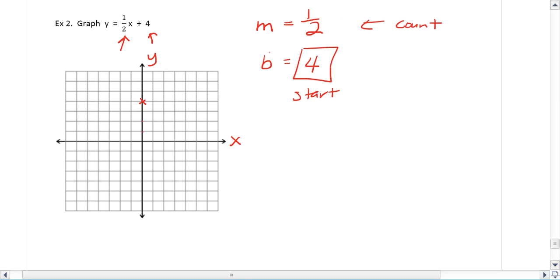Now this is a positive slope, so remember we got to go uphill from left to right. So starting here at the 4, we go up 1 and over 2 and put an x or a dot. 1/2 means up 1 and over 2 and put a dot. Up 1 and over 2. And you can count the pattern backwards a little bit if that helps you to make a straight line. Down 1 over 2 this way.